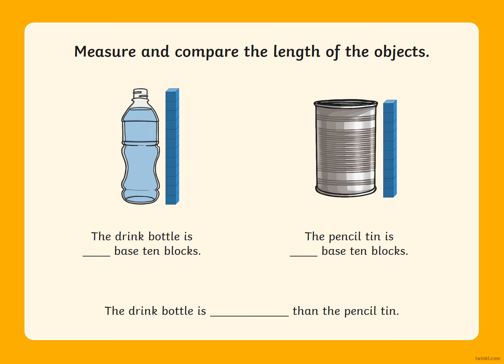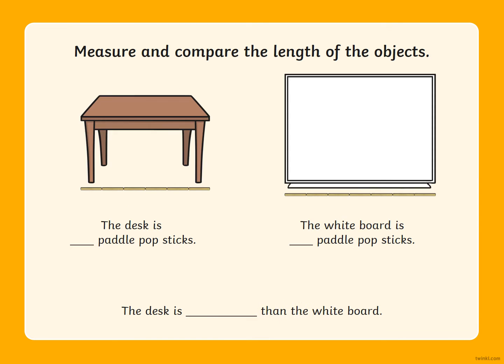Right then, the drink bottle is 1, 2, 3, 4, 5, 6, 7, 8, 9, 10, 11, 12 blocks tall or long, and the pencil tin is 1, 2, 3, 4, 5, 6, 7, 8, 9, 10 blocks long. Therefore, the drinks bottle is taller than the pencil tin. So can you see all these different vocabulary words that we can use to describe length and height?